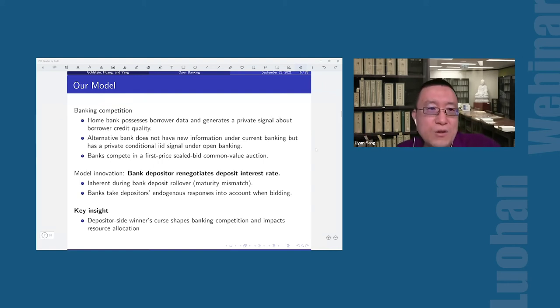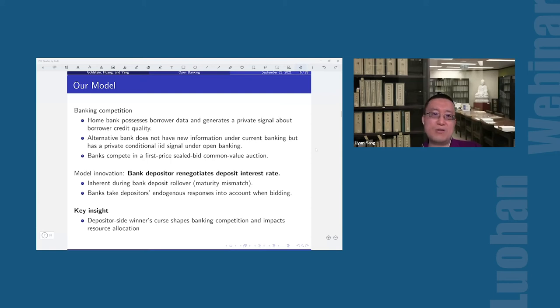The model setup is very much related to the banking competition literature. We have a home bank. The home bank has the borrower's data and uses the data to generate a private signal about the borrower's quality. And then there's a challenging, alternative bank. This bank does not have the information under the current banking system, but if it had the information, it can use its own algorithm to generate a different signal under the open banking system. In the open banking system, these banks compete for borrowers by offering different interest rates. The borrowers choose the bank with the lower interest rate and go with it.